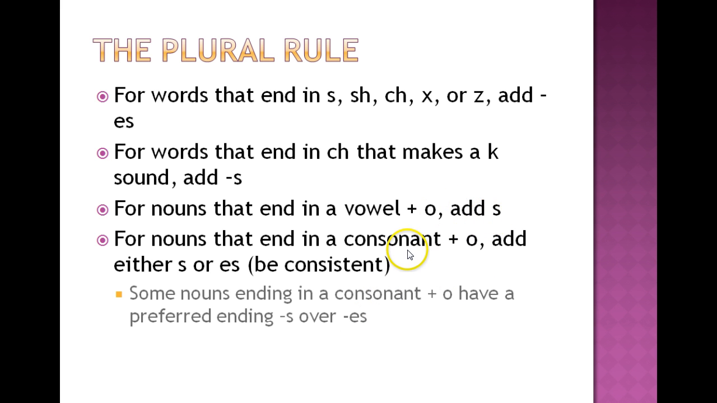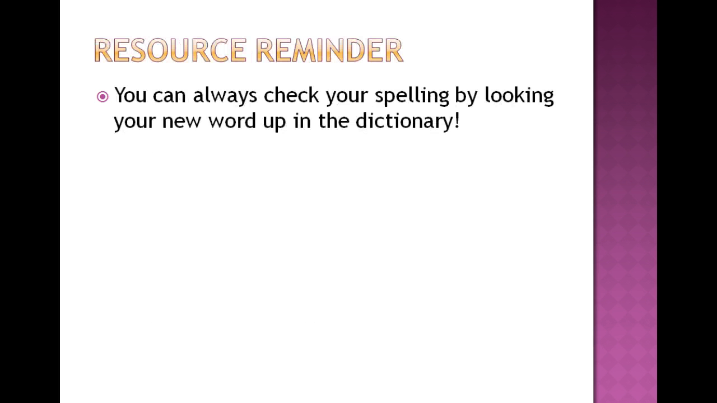And then for nouns that end in a consonant and o, you can add either s or es. Usually there's not a wrong one, although it does note again that some nouns ending in a consonant plus o have a preferred ending. You can always check your spelling by looking your new word up in the dictionary. Even plurals can be found in the dictionary.